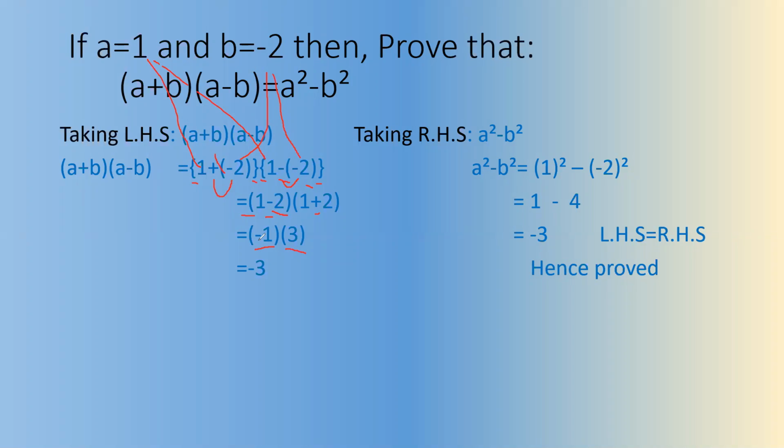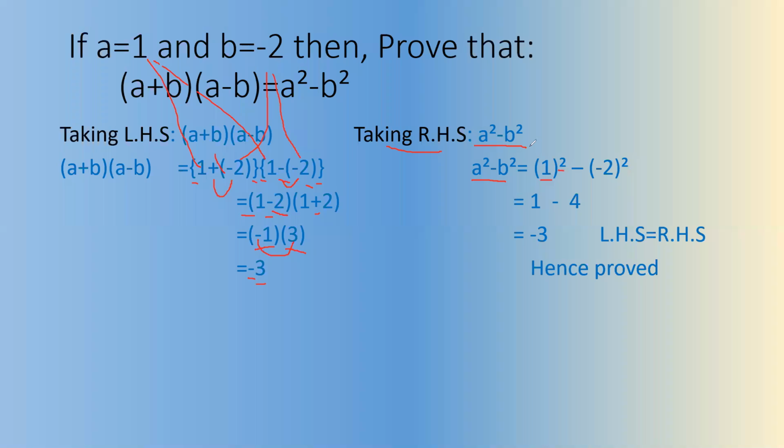Now, we have to multiply these two numbers. So, first multiply the sign minus plus minus, and 3 ones are 3. So, in this way, you have solved the left hand side. Now, the right hand side contains a square minus b square. So you have to write, taking RHS, that is equal to a square minus b square like this. Now put the value of a over here.